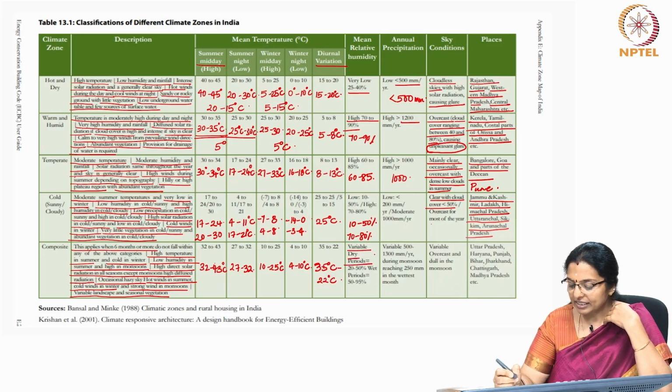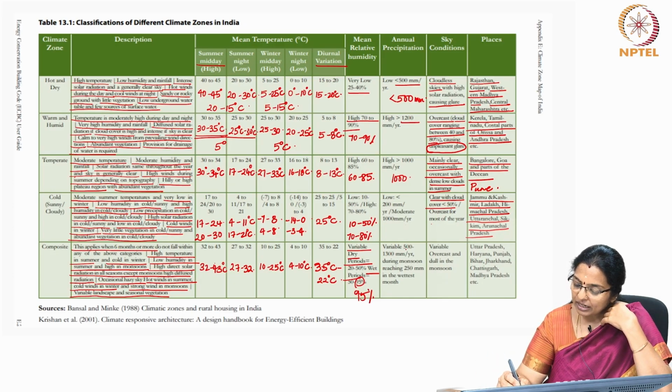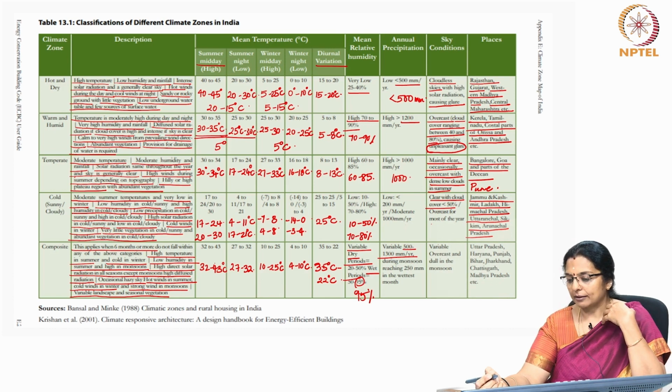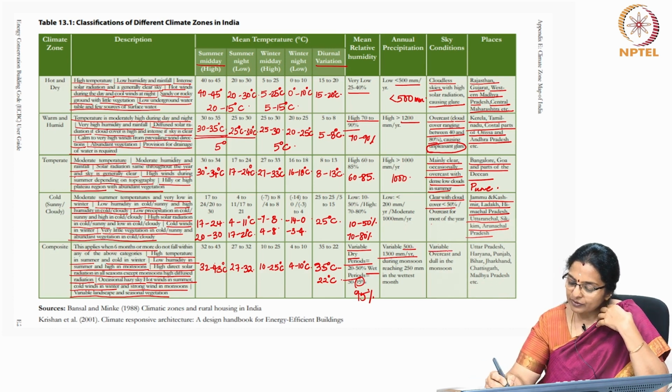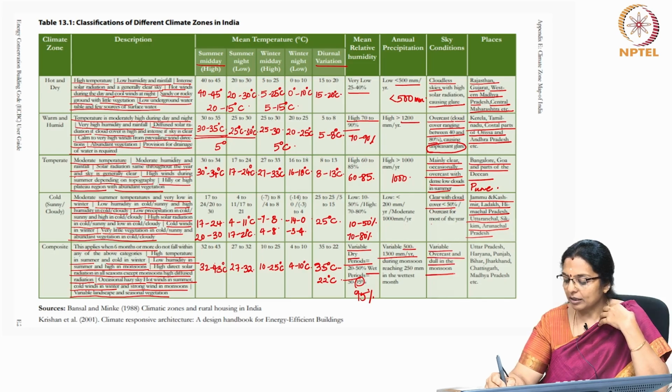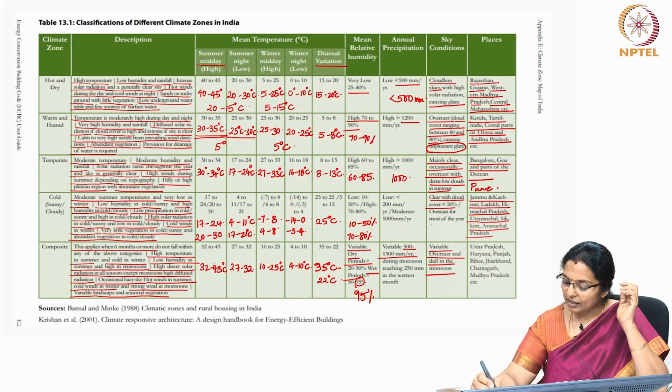During dry periods it is 20 to 50%. During wet periods it can even reach 95%. Annual precipitation is between 500 to 1300 millimeter per year during monsoon, reaching 250 mm in the wettest month. Sky condition is variable, overcast and dull in the monsoon. Places include Uttar Pradesh, Haryana, Punjab, Bihar, Jharkhand, Chhattisgarh, Madhya Pradesh, etc.